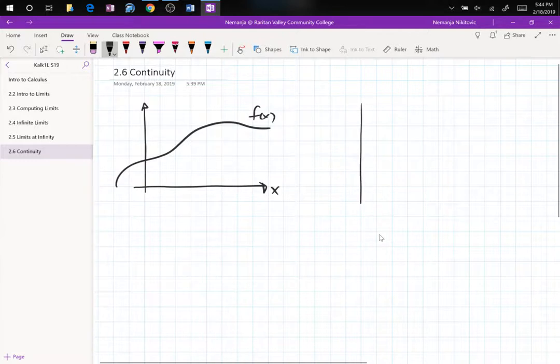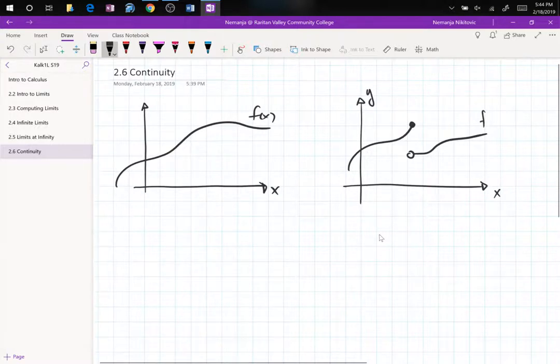If you look at a graph that is interrupted, you have to lift the pen and then go draw somewhere else. So let's say it ends here and then picks up there and goes on. Let's call this one g of x, for instance. We would say f of x is continuous and g of x is discontinuous. But there are other ways to be discontinuous.